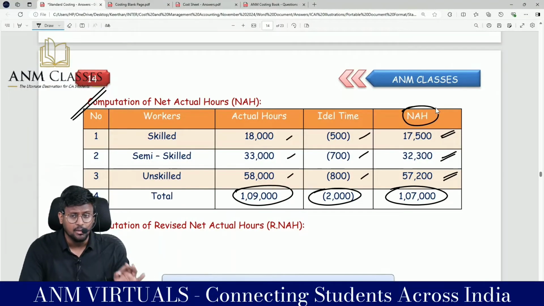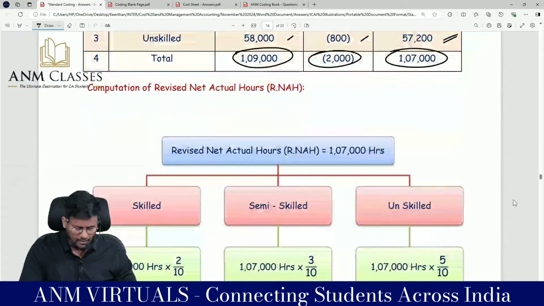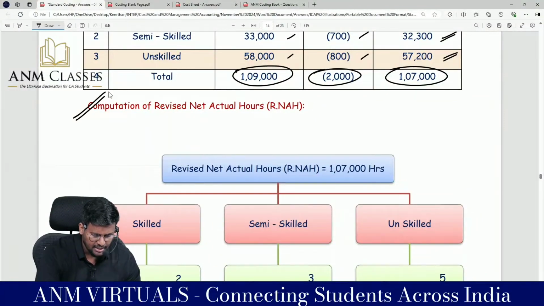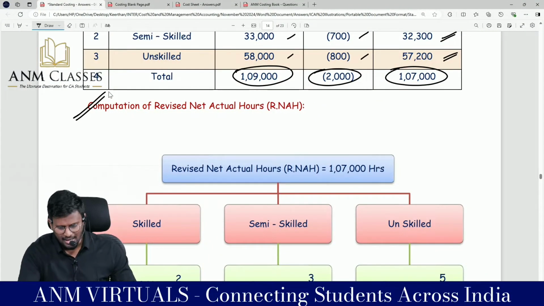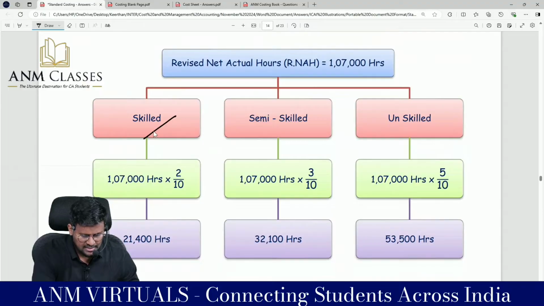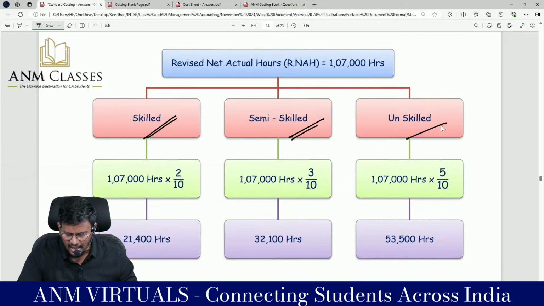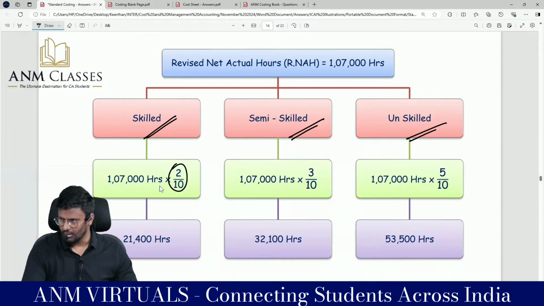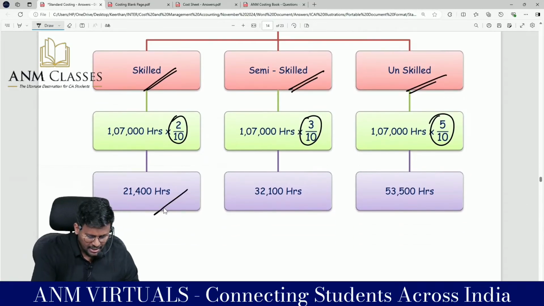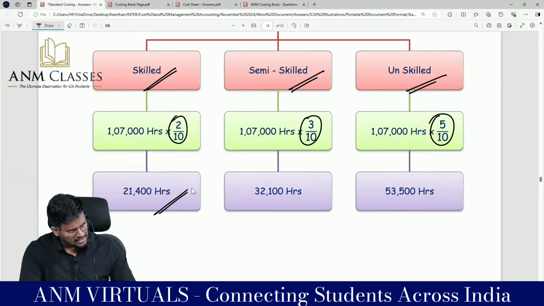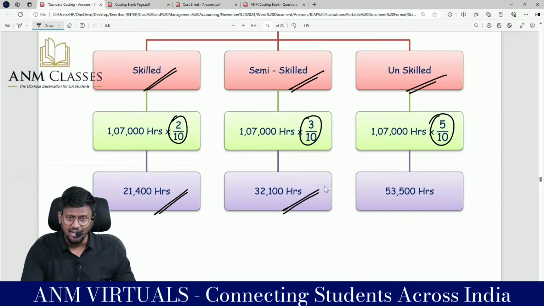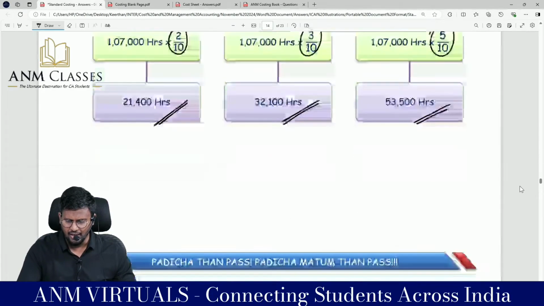Then the standard mix is to be revised, so I will get the revised net actual hours. So 1,07,000 hours will be divided into skilled, semi-skilled, unskilled. So 1,07,000 into 2 by 10, 20% basically, 1,07,000 into 30%, 1,07,000 into 50%. That means 21,400 hours, 32,100 hours, 53,500 hours. Comfortable?